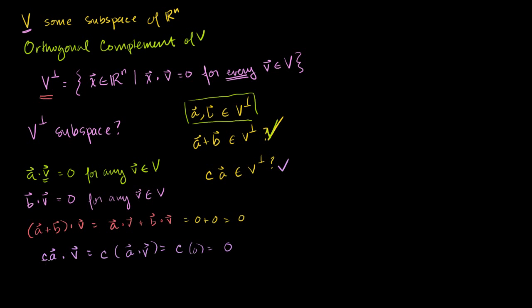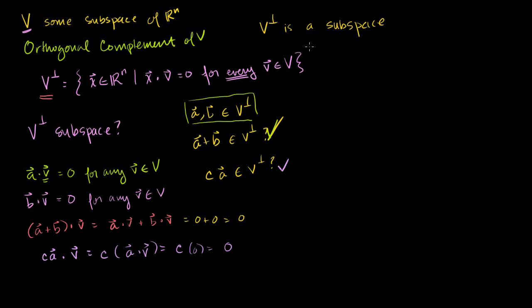And of course, I could multiply c times 0, and I would get to 0. Or you could just say, look, 0 is orthogonal to everything. You take the 0 vector and dot it with anything, you're going to get 0. So the 0 vector is always going to be a member of any orthogonal complement, because it obviously is always going to be true for this condition right here. So we know that V perp, or the orthogonal complement of V, is a subspace.